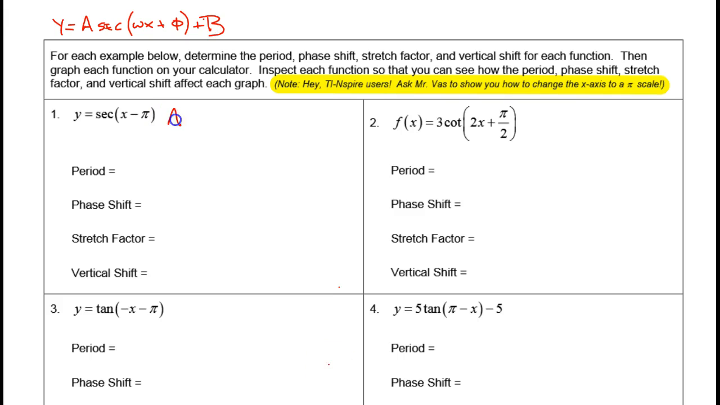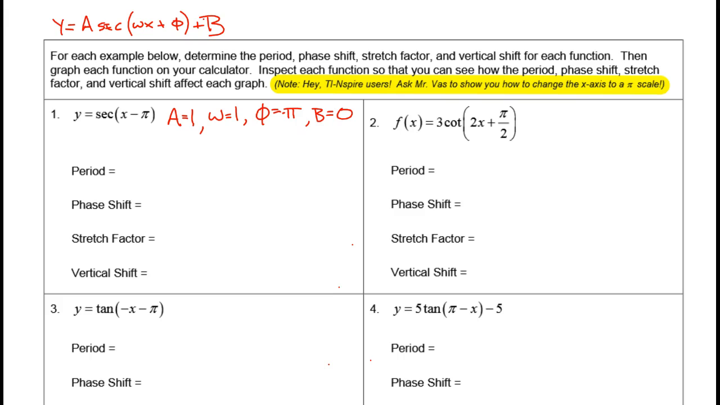So my A value here is 1. My omega value is 1. My phi value is negative pi. And my B value is 0. How does that turn into period, phase shift, stretch factor, and vertical shift?